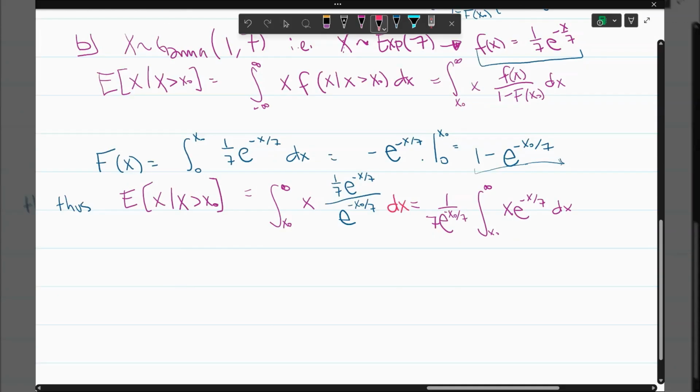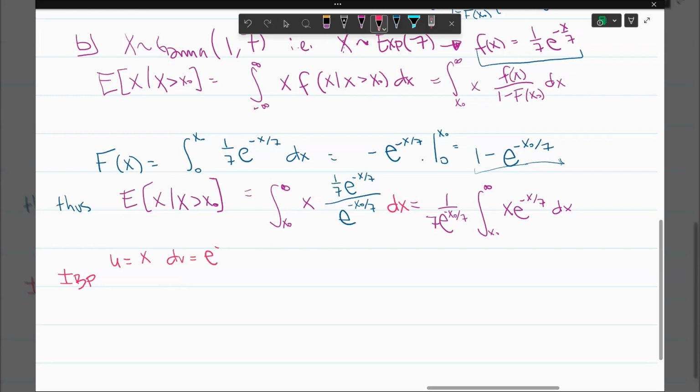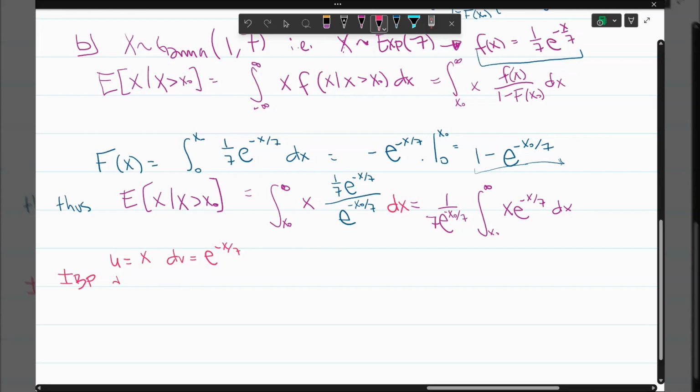I'll go ahead and use integration by parts. u is x, dv is e to the minus x over 7, du is dx, v is negative 7 e to the minus x over 7. And of course, integral of u dv is uv minus integral v du. All right, go through all of that and end up with 1/7 e to the minus x naught over 7.